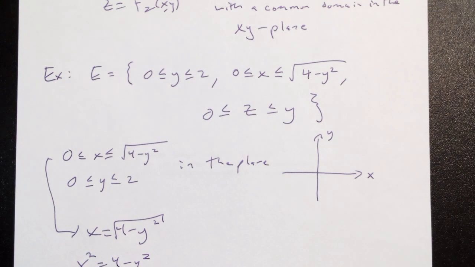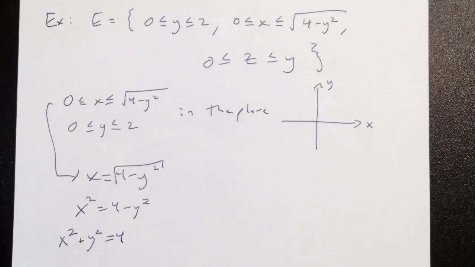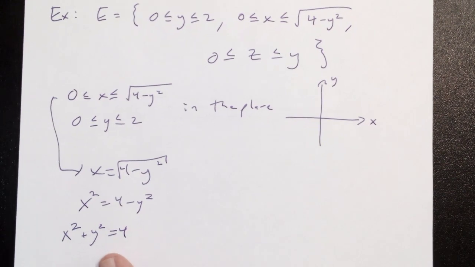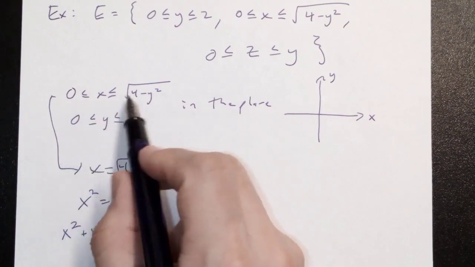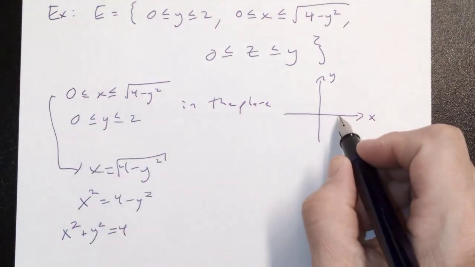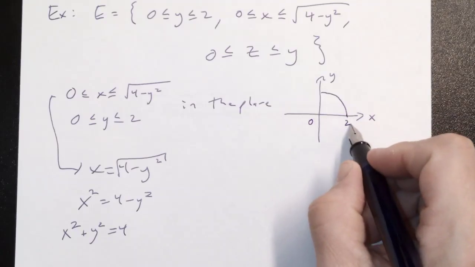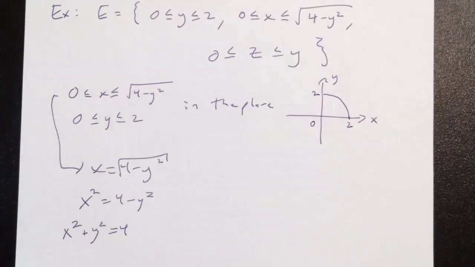And I could rearrange that, right? But instead of rearranging, let me just ask, what's that curve? What is this the equation of? A circle whose center is the origin and whose radius is 2. And I'm going from 0 to the positive square root, and y is only going from 0 to 2. So my region in the xy plane is actually a quarter circle.